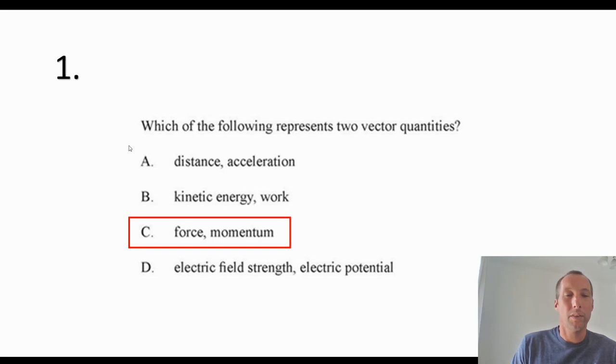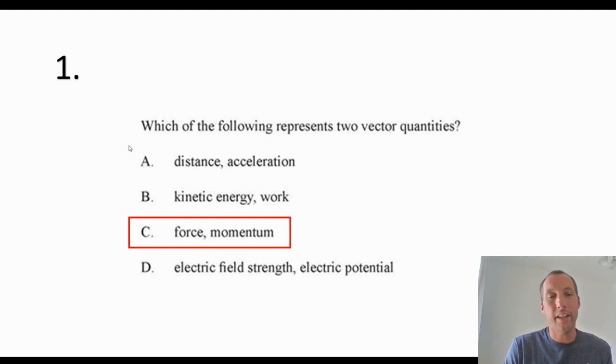Some of you might have gone for option A. Acceleration is a vector, but distance is not. Distance is a scalar quantity. The vector version of distance is displacement. For distance, any meters that you travel in any direction will become part of the distance that you record. But for displacement, we would only be recording the distance traveled in a particular direction.